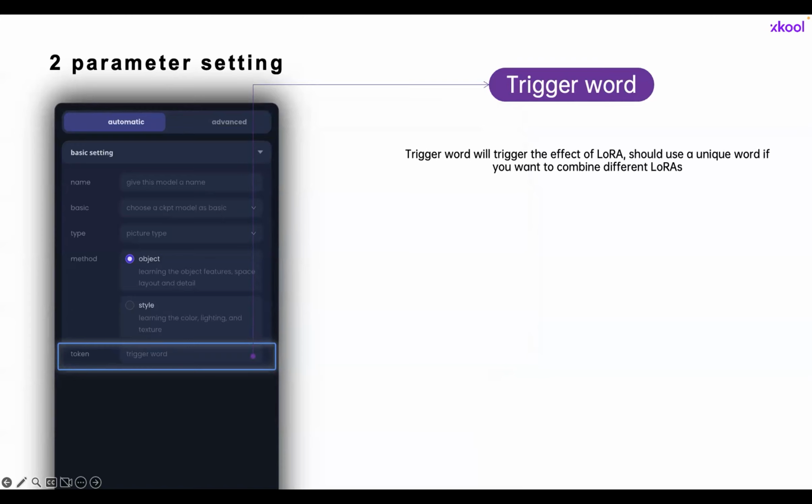But if you want to combine different LoRAs, you have to make sure you use very unique words as the trigger words. For example, if you want to combine two different LoRAs, the trigger words must not be the same. Otherwise, you will not get the result correctly.